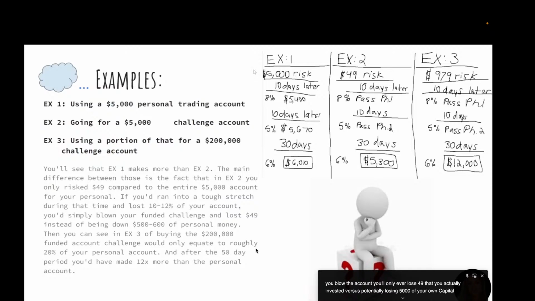Example 3, if you look at it, once again, you passed your phases. So 20 of these days is just passing. You're not getting paid anything, but you will get back that $979 that you spent to buy that account.